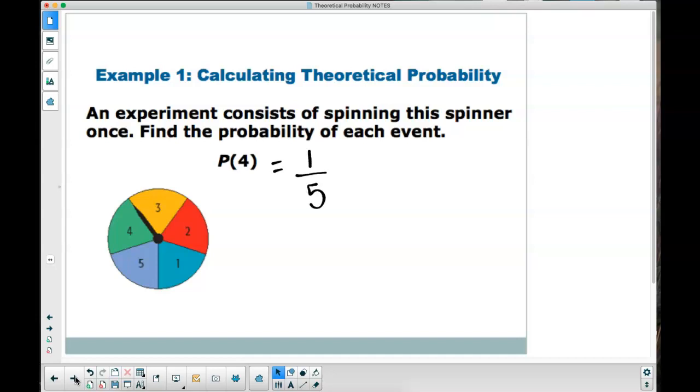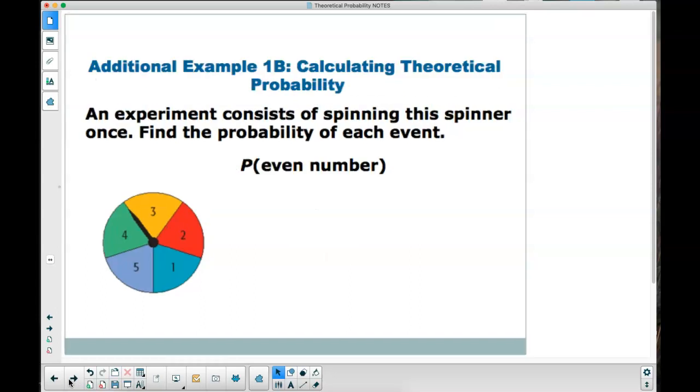We again want to write that as a percent. So what percent is that? 20%. Does that mean 1 out of every 5 spins I'm going to spin a 4? Probably not. Okay. How about this one?